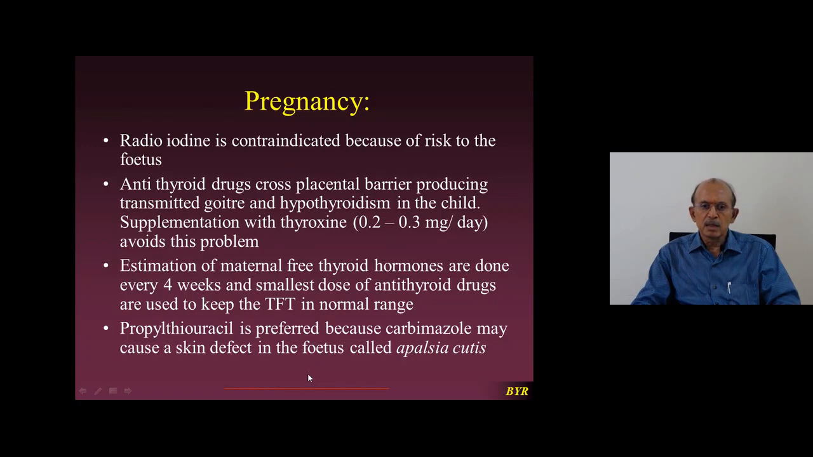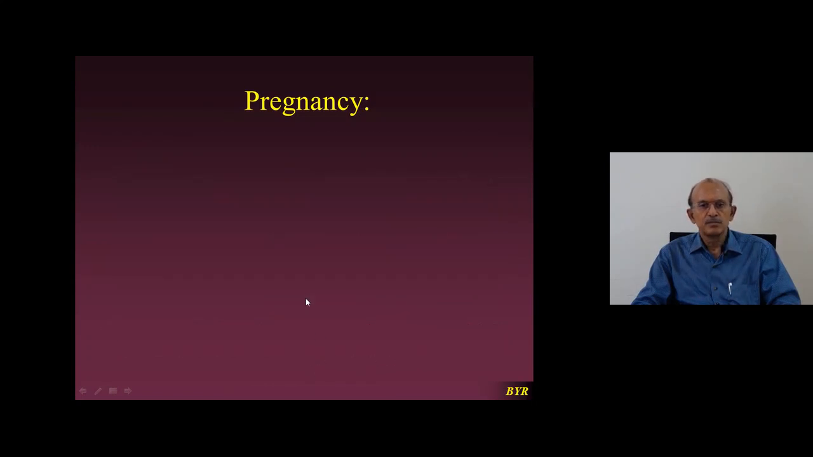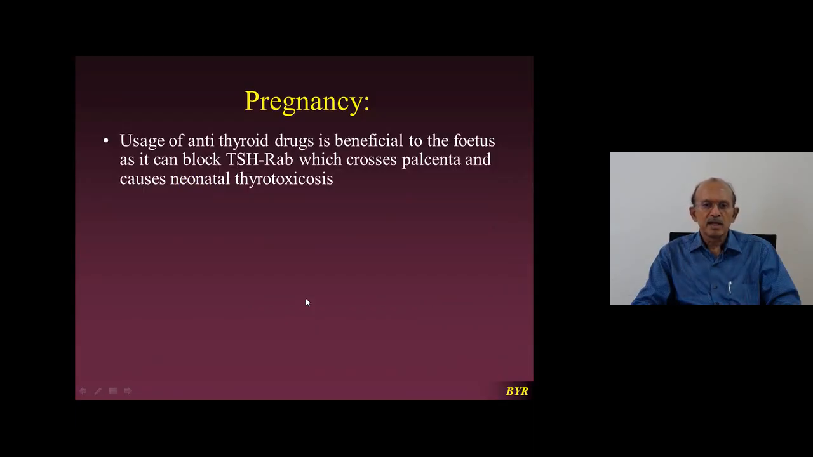Propylthiouracil is preferred because carbimazole may cause a skin defect in the fetus called aplasia cutis. Usage of antithyroid drugs is beneficial to the fetus as it can block TSH-RAB, which crosses the placenta and causes neonatal thyrotoxicosis. So there is a condition called neonatal thyrotoxicosis. That is because of transmission of this TSH-RAB across the placenta to the fetus, causing this toxicosis in neonates. So this can be avoided or prevented by giving the antithyroid drugs to the mother.